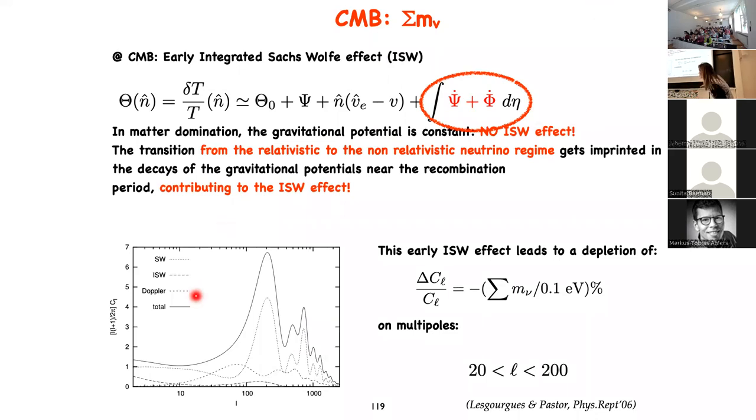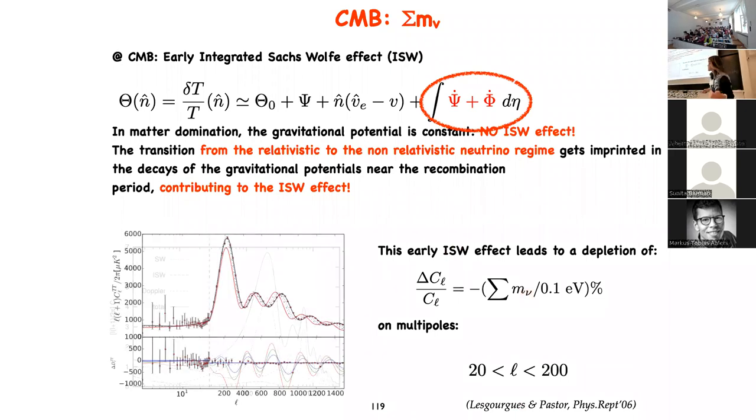The ISW effect is not very large; it's this line here, right? But still, it contributes, and it's maximal around the first peak. This is the depletion that it will induce in the first peak, okay? A neutrino mass of 1 eV will induce a 10% depletion of the first peak, which is not much, but still it is how we infer the neutrino mass from the CMB, by its effect on the first peak. You can see this here again: as I increase the neutrino mass, the first peak goes down and down and down.